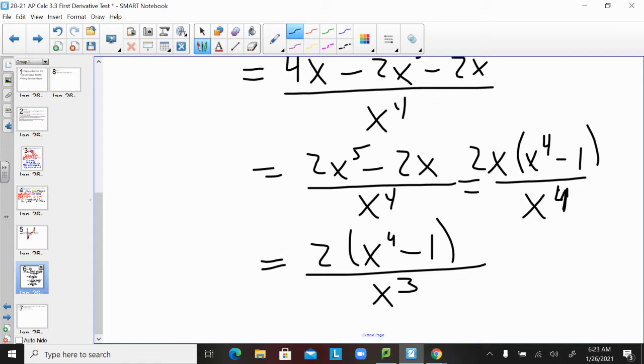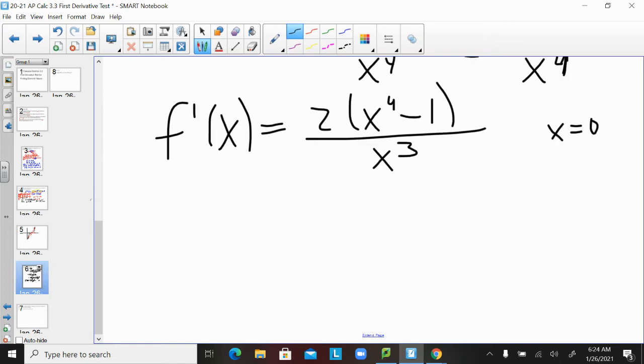There's my derivative. Okay, I need to know either where that derivative, this is f prime of x, equals 0 or where that derivative is undefined. And remember, where it's undefined is where the bottom would equal 0, and that bottom would equal 0 at x equals 0. And where the derivative equals 0 is where the top would equal 0.